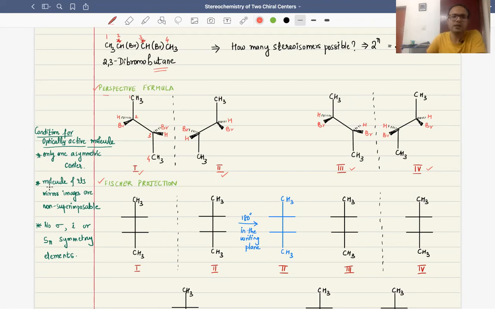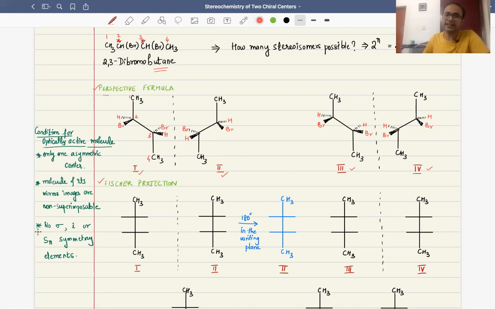Now, the second criterion which can decide whether a molecule is optically active or not is that the molecule and its mirror image are non-superimposable. This we started understanding in the first part of our understanding of stereochemistry, where I told you that chiral molecules are always optically active. So what are chiral molecules? Those molecules whose mirror image is non-superimposable. That is the second criterion by which we can decide whether the molecule is optically active or not.